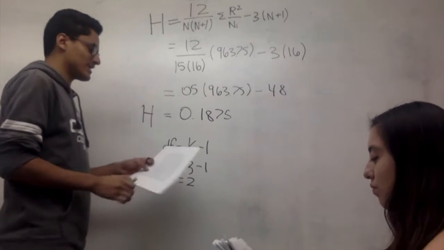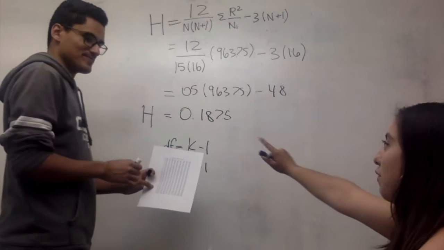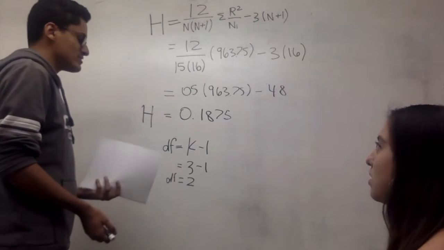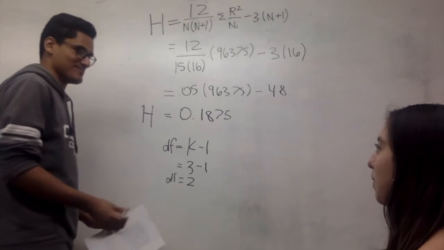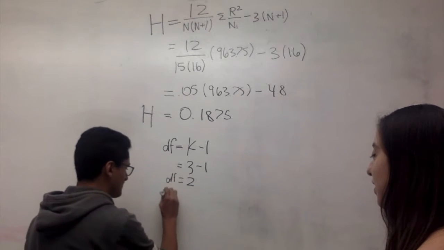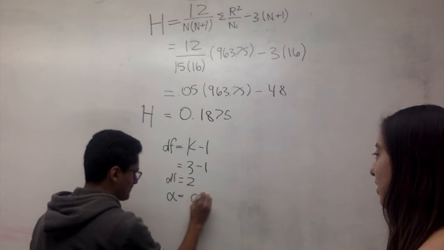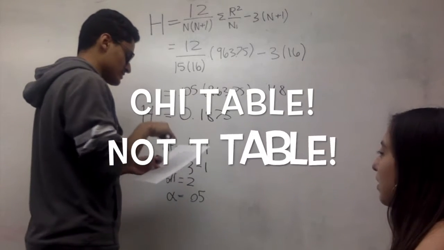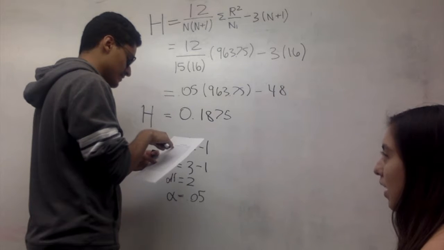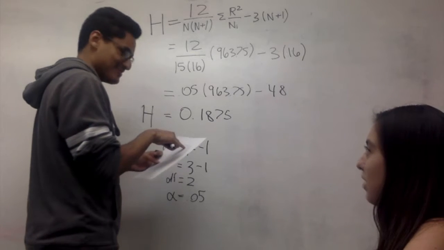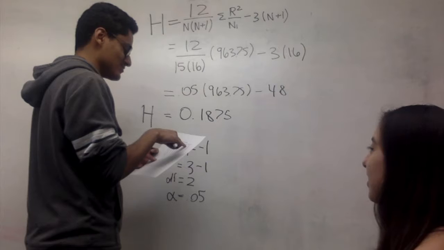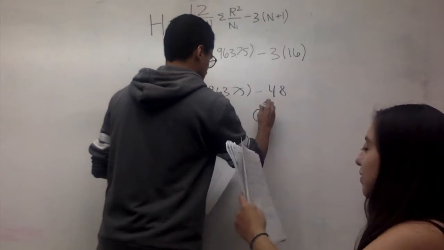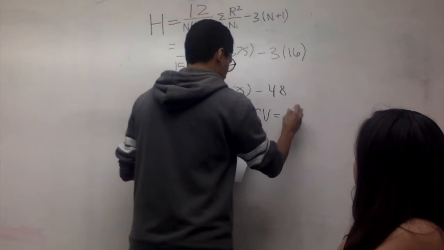And so now we're going to use our chi table. Wait, you forgot to tell us what the significance level is. Oh, well, we're just going to assume it's 0.05. Okay, the alpha level is 0.05. And so if we look at our chi table, we just go to where it says 2 degrees of freedom, and then we go to where it's 0.05, and so our critical value is 5.99.